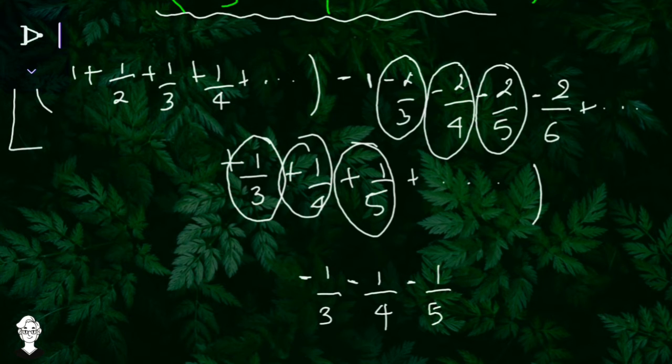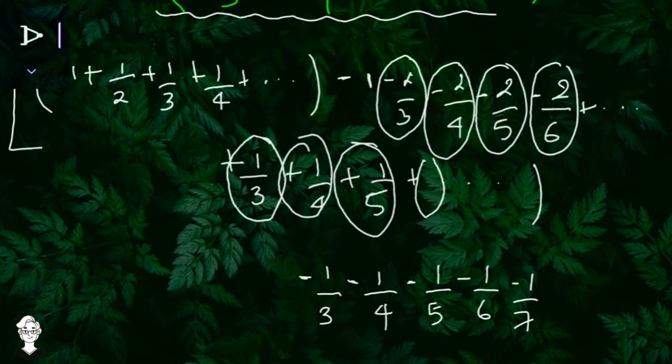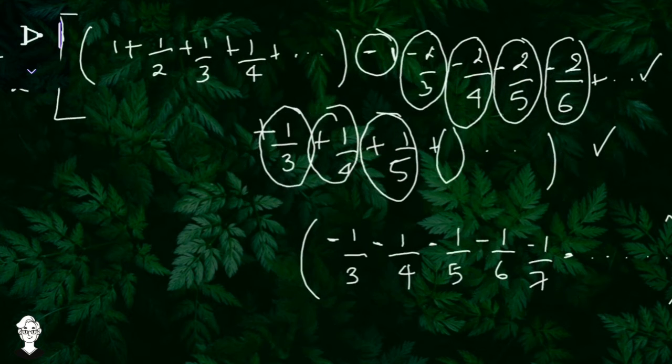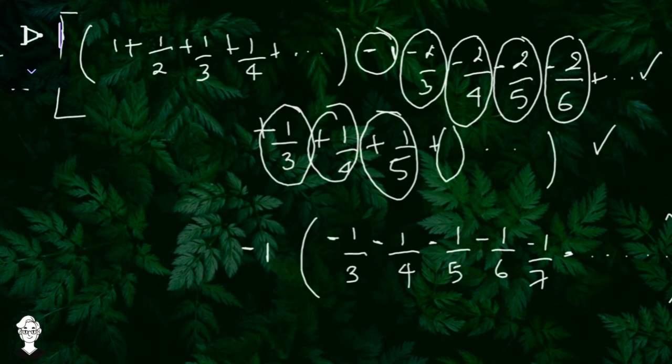Similarly over here, it would be 1 by 6 and negative 2 by 6, so negative 1 by 6, then negative 1 by 7, not positive. Everything will come out negative only, and dot dot dot up till infinity. So when both series were added, the result was this, and this negative 1 was left as it is. So I am writing that negative 1 over here.